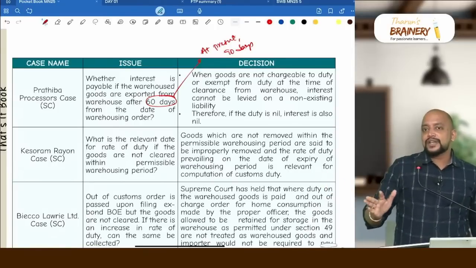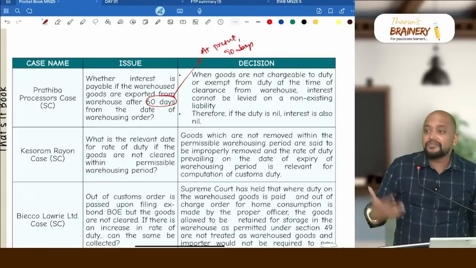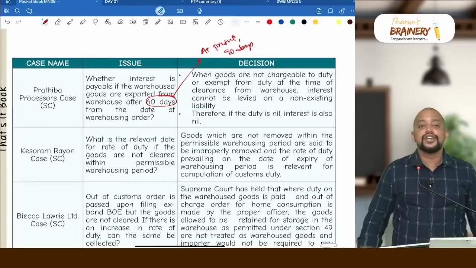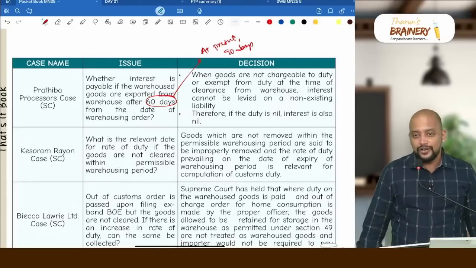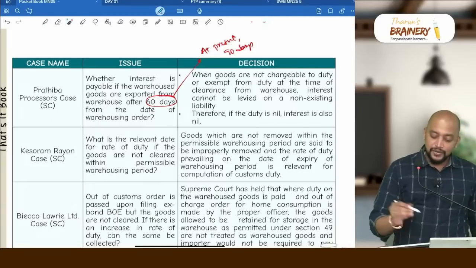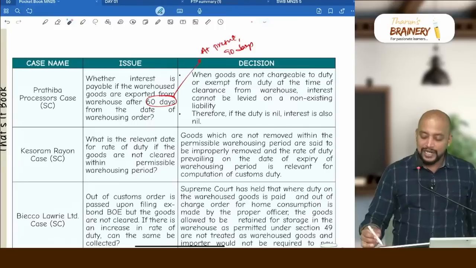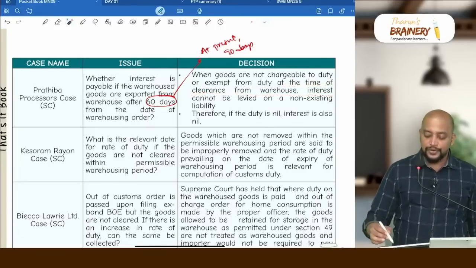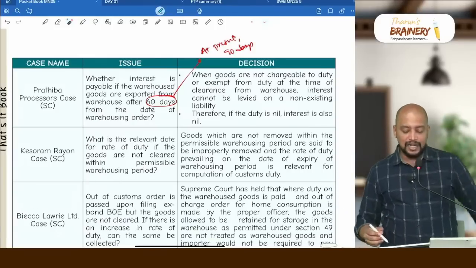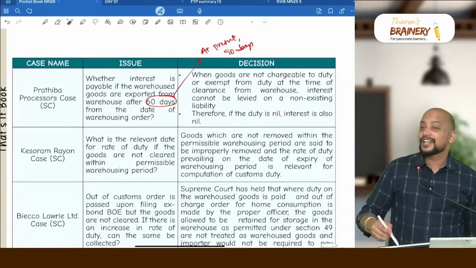Exported after 90 days means definitely interest will come from the 91st day, but on what? 15% of what? Customs duty payable. What is the customs duty payable? 0. 0 into anything is 0. So therefore interest is not payable. For that the Supreme Court gave the decision. When goods are not chargeable to duty or are exempt from duty at the time of clearance from the warehouse, interest cannot be levied on a non-existing liability. Therefore if duty is nil, interest is also nil, because 0 into anything is 0.